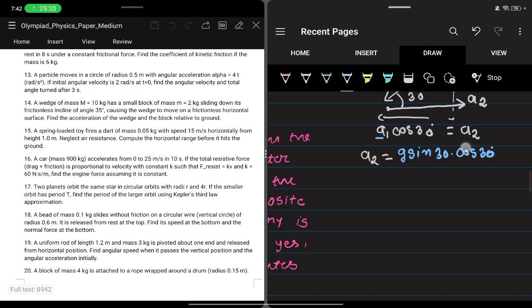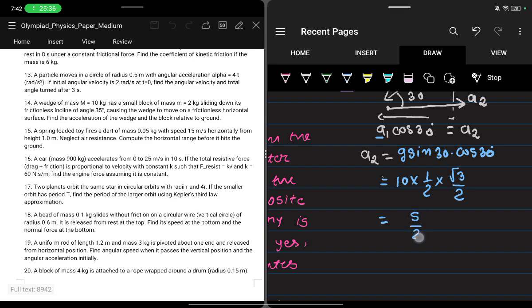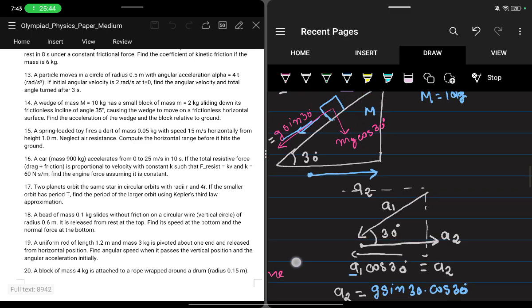So the value of g is 10, sin 30 degree is 1 half, and cos 30 degree is root 3 by 2. Yes or no? Right. So this is 10 by 4, that means 5 by 2 root 3 meter per second square. This would be the acceleration of the wedge. Are you getting my point?